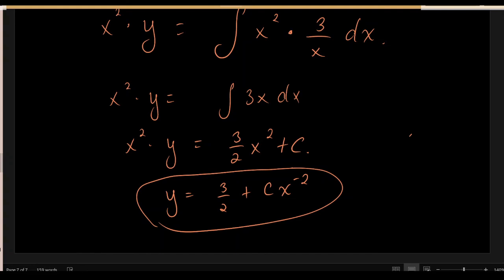This concludes today's material. We talked about linear ODEs, how to recognize them, and a technique for solving linear ODEs called integrating factors.